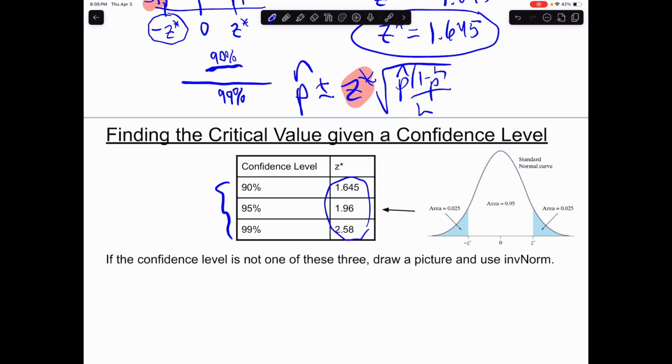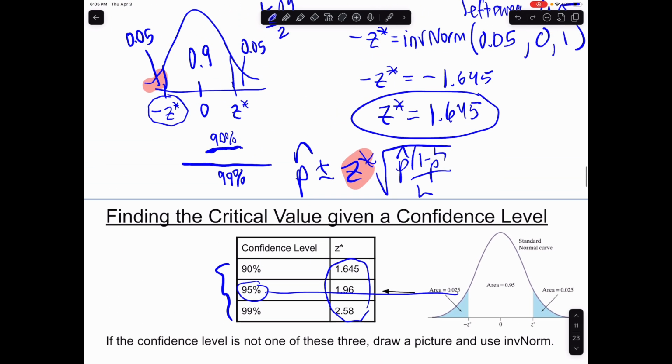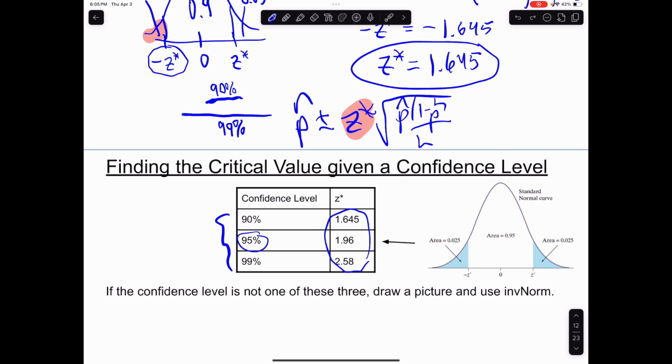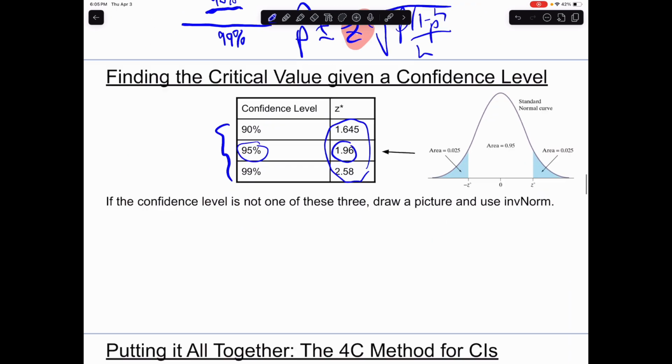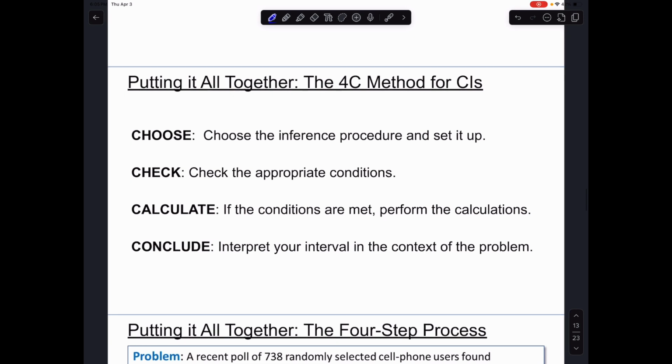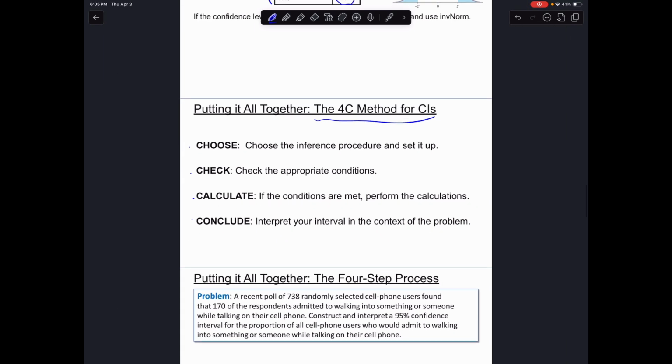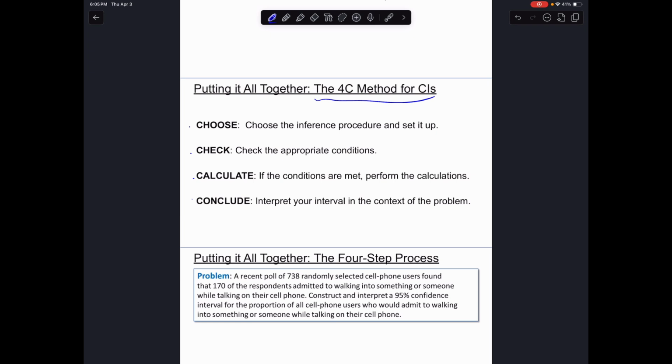So this one goes with the 95%, and you can see the picture drawn there. You could do inverse norm and find this number that way. Okay. Again, the 4C method for confidence intervals, this is our main way. This is how we do FRQs when they ask you to find a confidence interval. We have a whole packet that I created to do this.